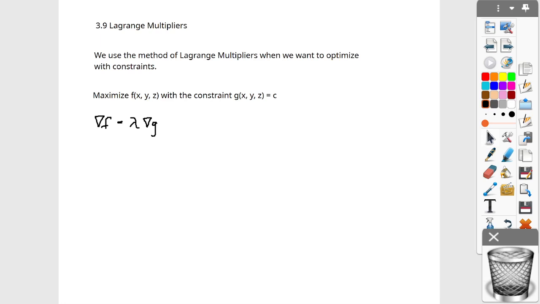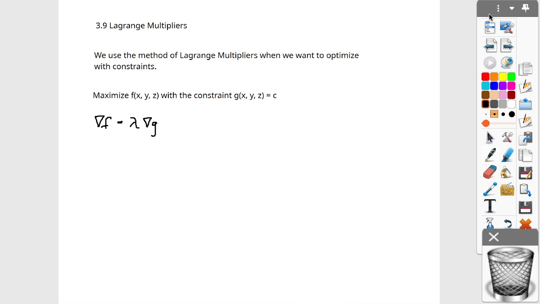Welcome back to 3.9 Lagrange multipliers. We have experienced all different types of maximization and minimization with the optimization that we did in this chapter with 3.8: relative minimum, relative maximum, absolute minimum, absolute maximum. Today we are going to culminate all of that with lesson 3.9, which is Lagrange multipliers.